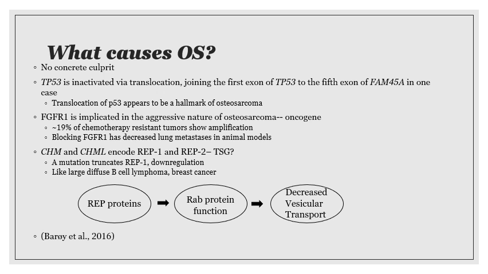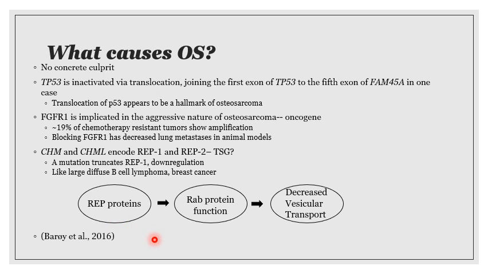And also, a recent research article by Baroy has found that CHM and CHML, which encode REP1 and REP2, are tumor suppressor genes, or could be tumor suppressor genes pending more research. A mutation in the protein truncates the REP1 protein, which downregulates its activity. This is similar activity to large diffuse B-cell lymphoma and breast cancer. It's also similar to the retinoblastoma cases that we investigated in class.